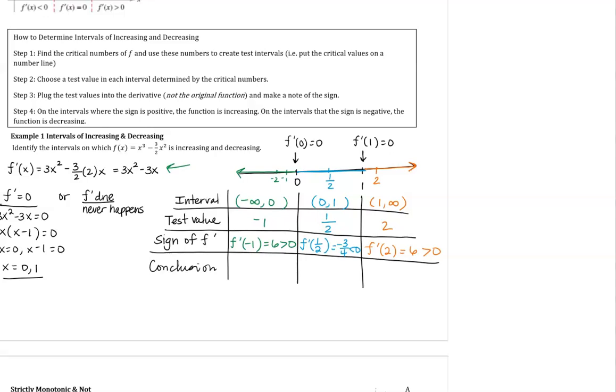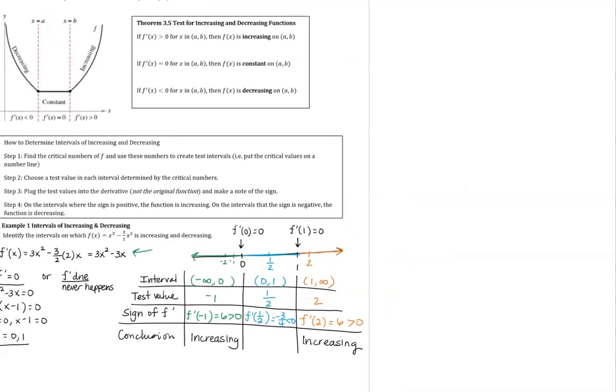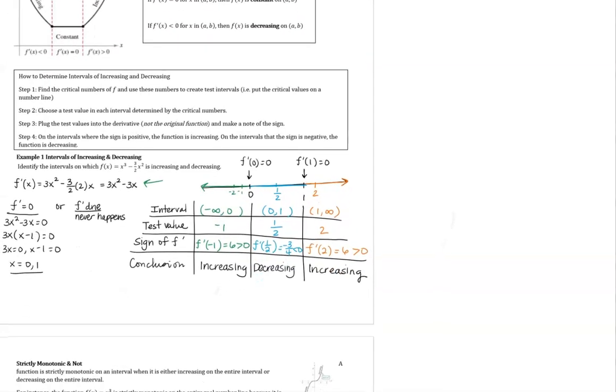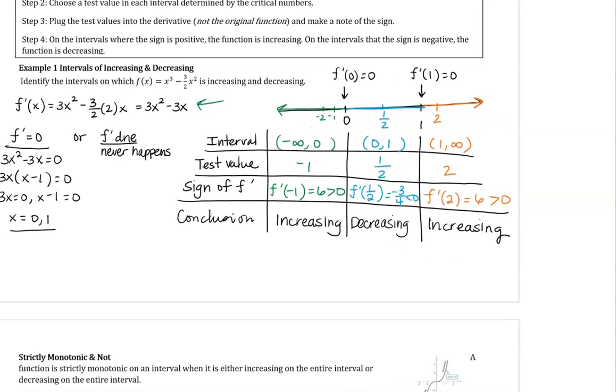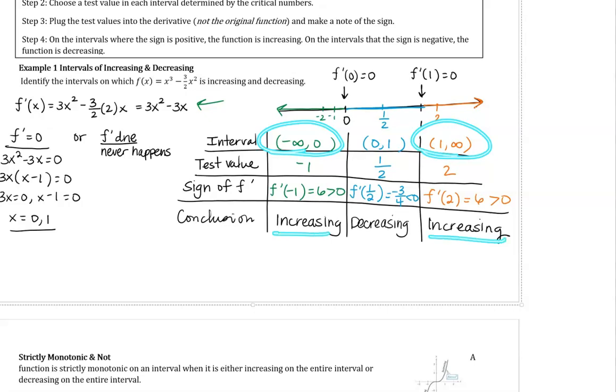So now we're able to make a conclusion at the end of this table that where the derivative was positive and greater than 0, the function must have been increasing. Because theorem 3.5 tells us that if the derivative is greater than 0, then your function is increasing. And if the derivative is less than 0, like it was at 1/2, then the function must be decreasing. So we have determined on what intervals the function is increasing and what intervals it is decreasing. It's increasing on these two intervals and decreasing on the interval in the middle from 0 to 1.